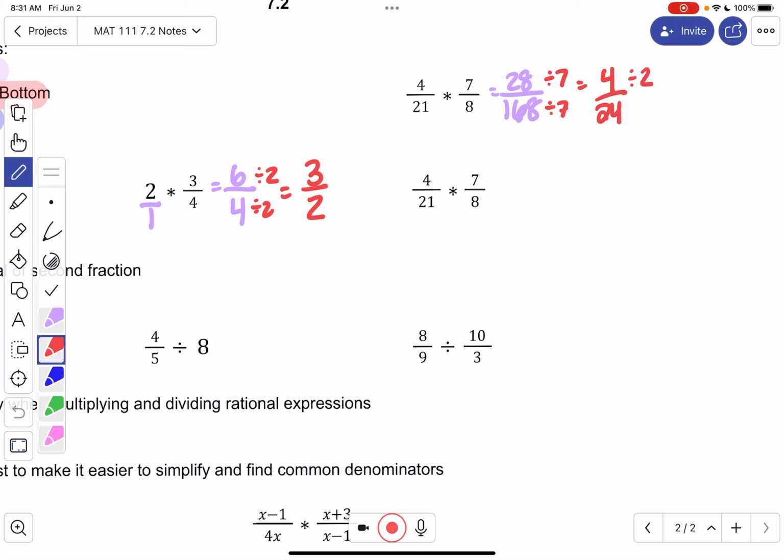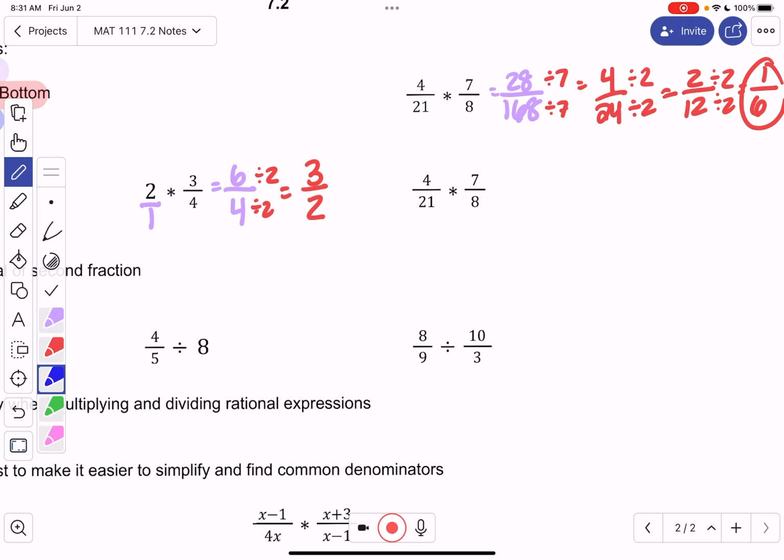Those are both divisible by 2. So 4 divided by 2 is 2. 24 divided by 2 is 12. Those are still divisible by 2. 2 divided by 2 is 1. 12 divided by 2 is 6. So there's one way to do it. You can keep going until you get to the smallest possible fraction.